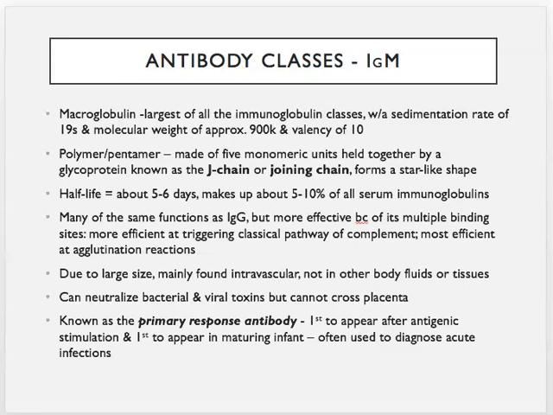We mentioned this one in the first video. It's the first one to appear after antigenic stimulation. It's the first one to appear in a maturing infant. And a lot of times, because it's the first one to appear, we can measure the presence of immunoglobulins in a patient's blood, so we can use it to diagnose acute infections. If IgM is the first one to appear after exposure and the patient has an increased number of IgM antibodies, then we know that they're in the acute phase of an infection.